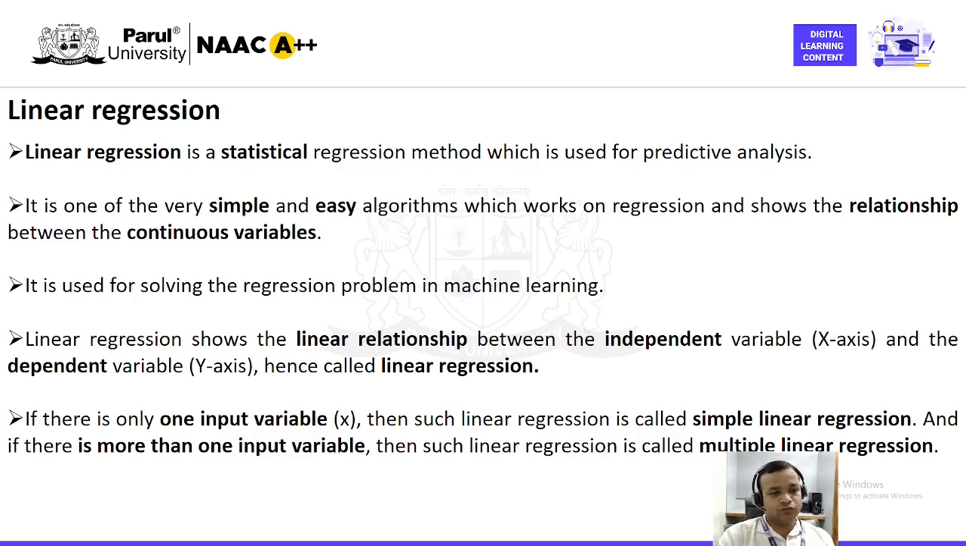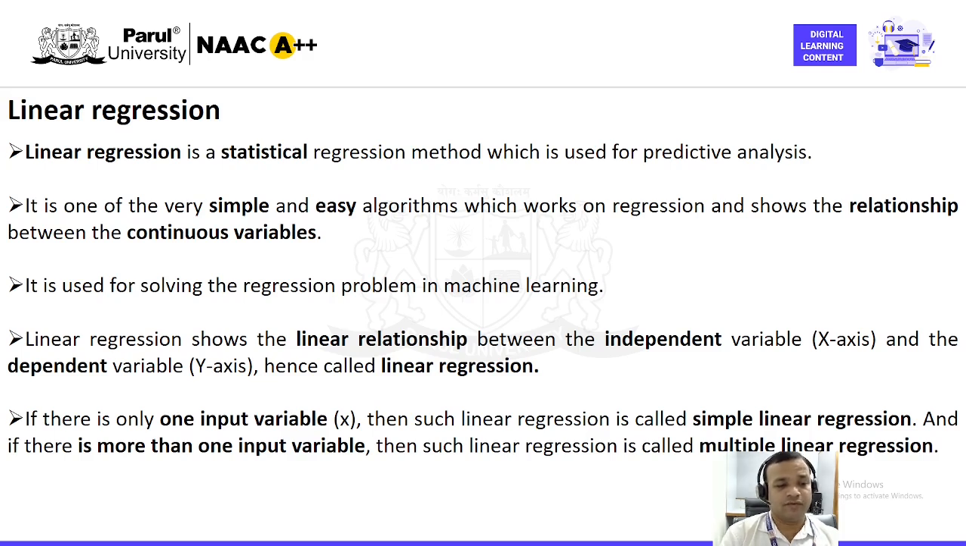Linear regression is used for solving regression problems in machine learning. Linear regression shows the linear relationship between the independent variable, considered on the x-axis, and the dependent variable, considered on the y-axis. Hence it is called linear regression.